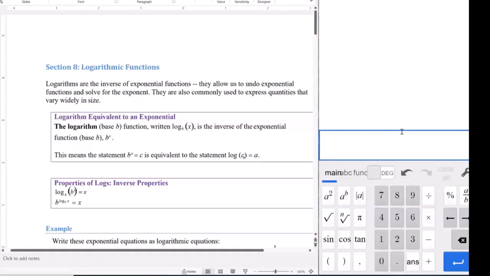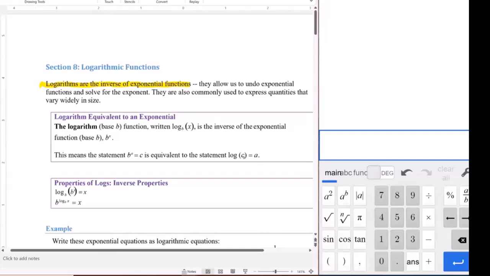Important fact: logarithms are the inverse of exponential functions. If you can understand what that says, you will actually have conquered logarithmic functions. Don't worry if you don't understand why they're inverses, just accept it. So they allow us to undo exponential functions and solve for the exponent. They are commonly used to express quantities that vary widely in size.